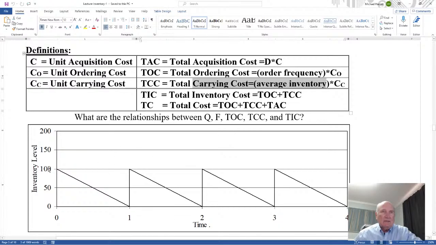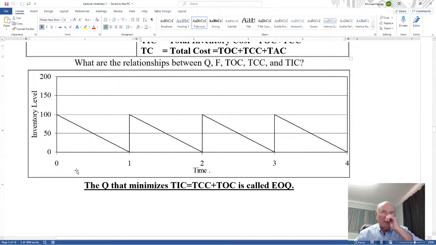Conversely, I can decrease this to 50, and then my carrying cost decreases, my ordering cost increases. So when you have that relationship, which we saw at the very beginning, the break-even relationship where if one increases, the other decreases, you can have a break-even to where you can have a minimum cost of these two added together. So we want a Q here, a lot size Q, that minimizes the total inventory cost, and that's going to be the minimum, and that's called the EOQ.